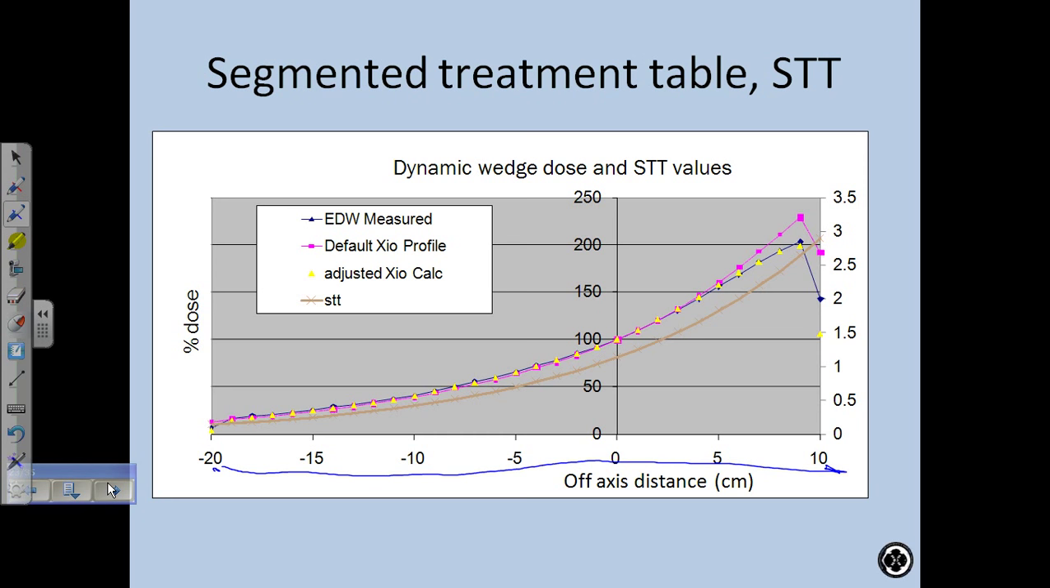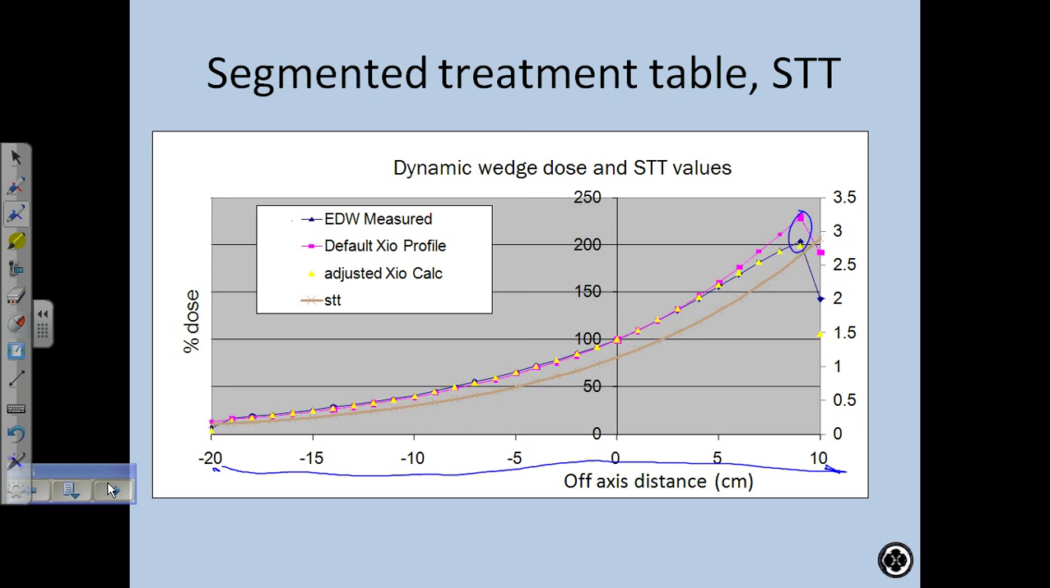Then we measured with film, or I can't remember what we measured it with at that time, and we measured the blue triangles. Are they triangles? Yeah, the blue triangles. And then we noticed that up here, is this the toe or the heel? It's the toe. So up by the toe, we found a small difference in percent dose. The difference was really small, about a half a percent.